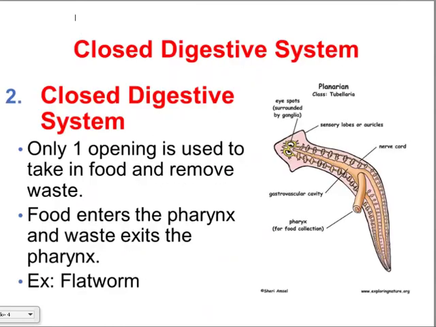Okay, comparing all of that to a closed digestive system. Instead of it being an open tube from mouth to anus, the planaria or flatworm has a closed system. There's only one opening, and this is the kicker. It's really important. The one opening takes in food and removes waste. I'm gonna let that sink in for a second.